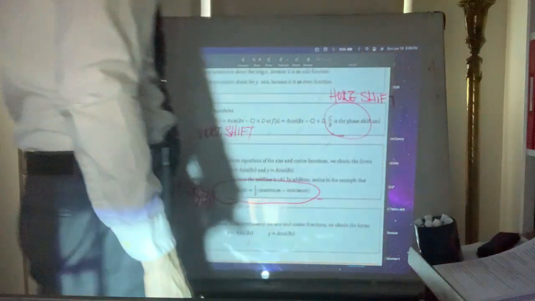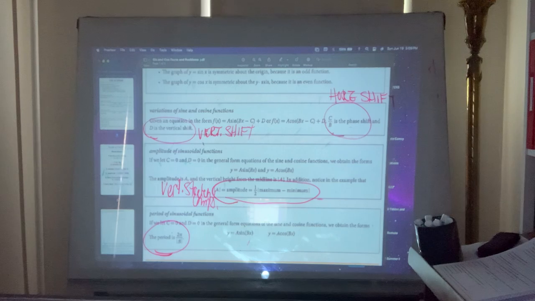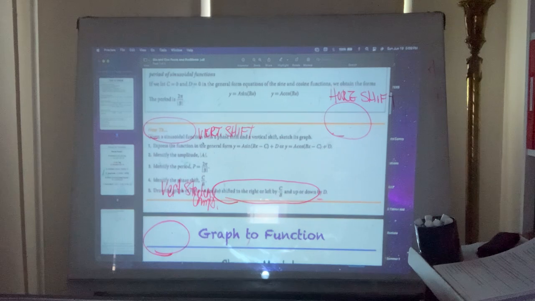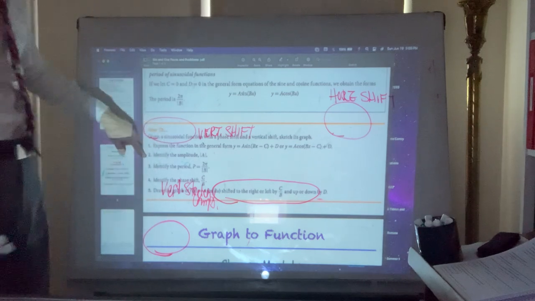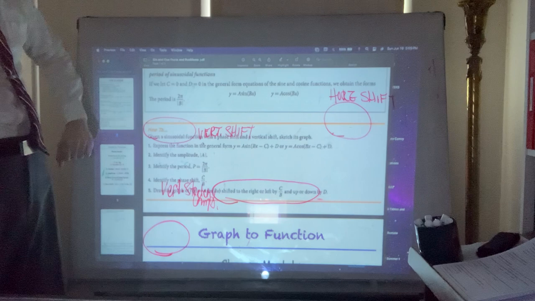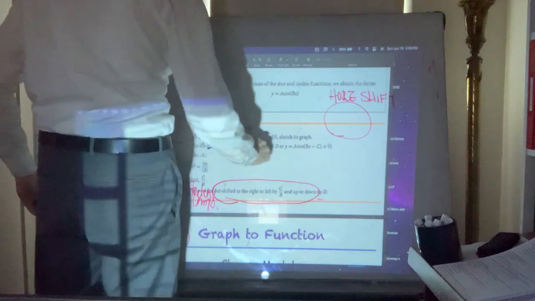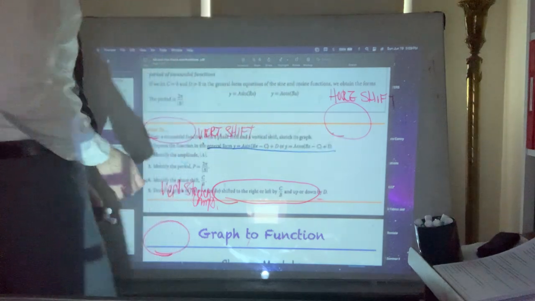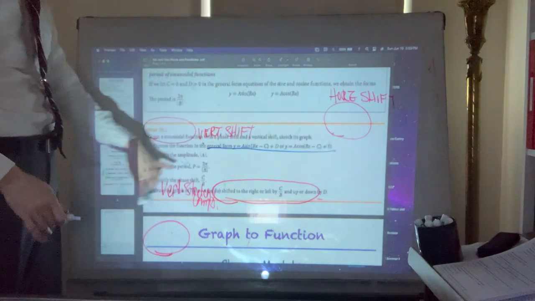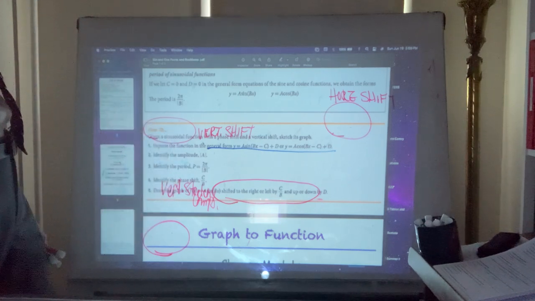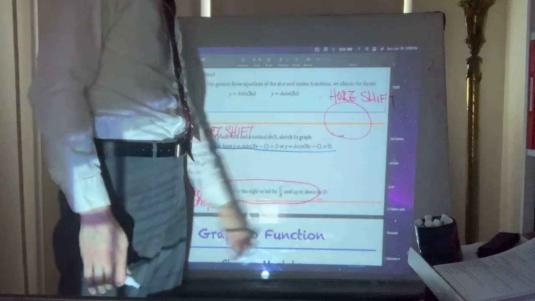What's good about this, a little bit further down, is a procedure. If you're given a sine function or a sinusoidal function with a phase shift and a vertical stretch, a vertical shift, here's how you might go about it. Identify the amplitude first. You express it in what they call the general form here, the transformation model, either sine or cosine. Identify the A, identify the period, identify the phase shift. Then draw the graph, shift it to the right and or left and up or down by D.